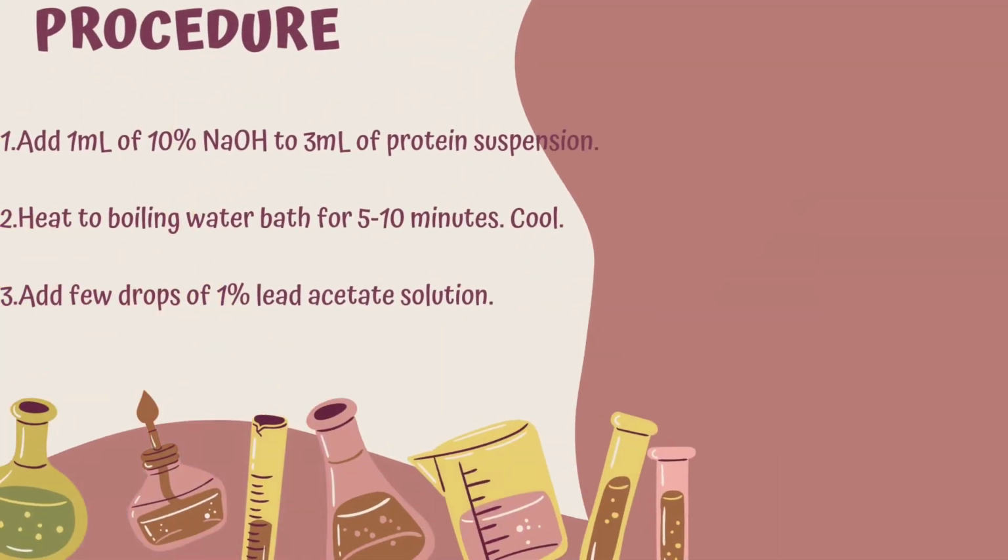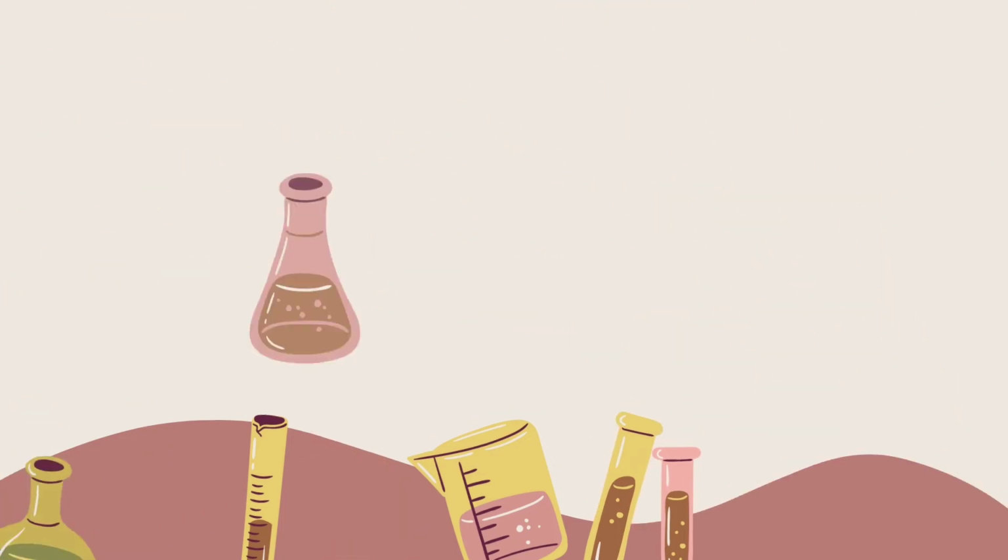Procedure. First step, add 1 ml of 10% sodium hydroxide to 3 ml of protein suspension. Then heat in a boiling water bath for 5 to 10 minutes, then cool. Lastly, add a few drops of 1% lead acetate solution.